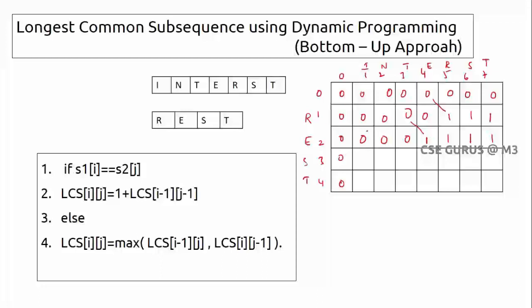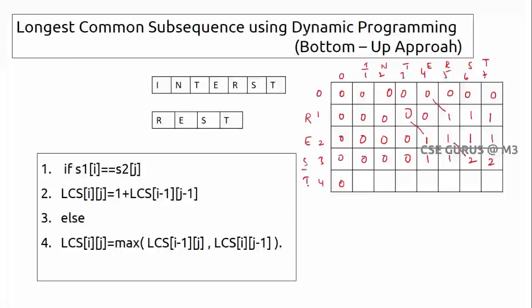Now S value: S and I not matching, so here 0. S and N not matching, maximum of these two 0. S and T not matching, 0 and 0, maximum is 0. S and E again not matching, but 0 comma 1, maximum is 1. Now S and R, what is the maximum of 1 comma 1? 1. Now S and S, yes, matching, so 1 plus the previous value you have to consider, 1 plus 1, which is 2. So S and T not matching, what is the maximum of 1 comma 2?